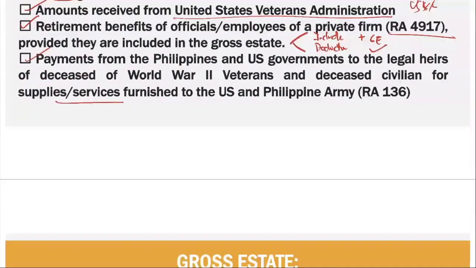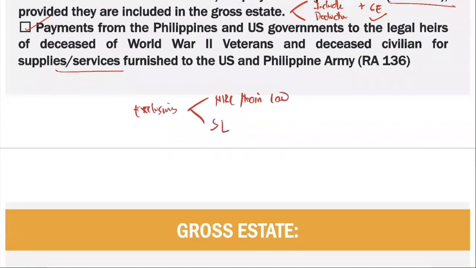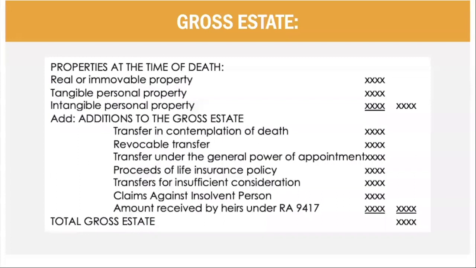Okay, so again, we have the following exclusions. What are the exclusions? We have your exclusions coming from your NIRC or your TRAIN law, and your exclusions under your special law. So let's look back on your gross estate. So we have here your gross estate, properties at the time of death. We have here your general rules as to your inclusions. And then we have your additions to the gross estate. What are these additions to your gross estate?